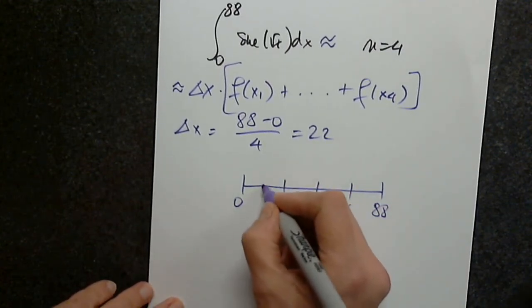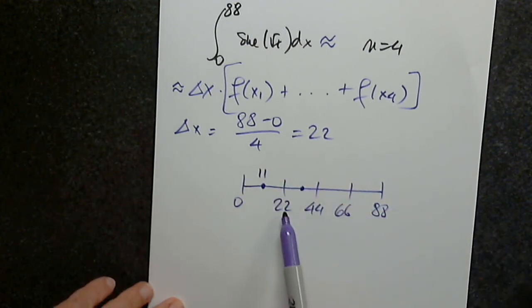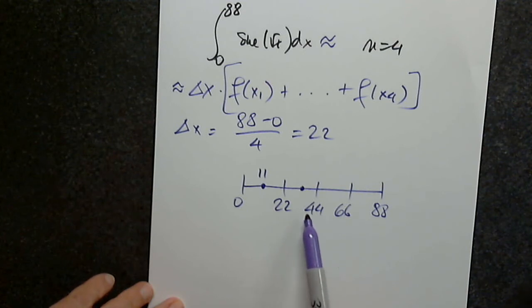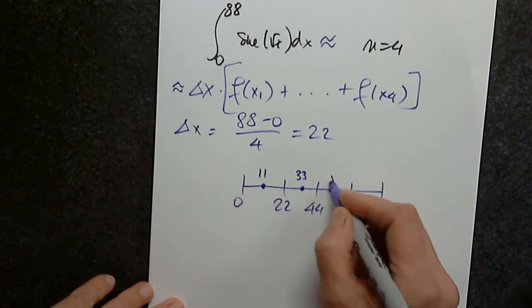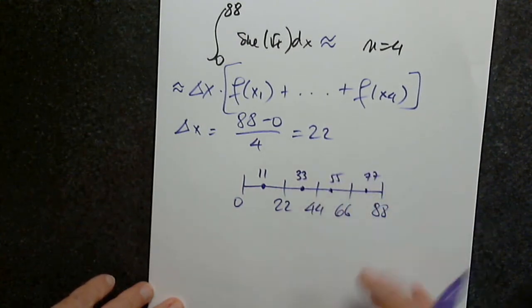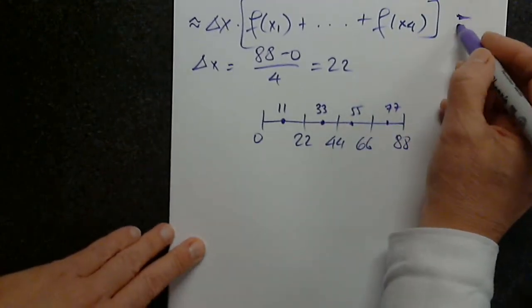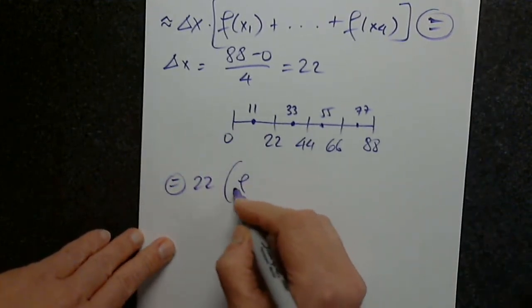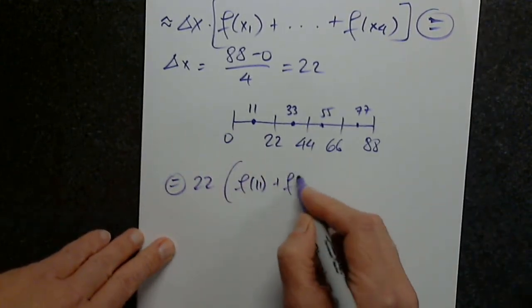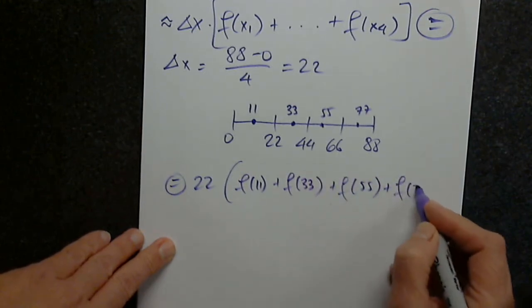So the midpoint right here at 11, right here at 22 plus 11, which is 33, and then at 55, and then at 77. So then we have everything we need. So delta x is 22, and I have to find f of 11 plus f of 33 plus f of 55 plus f of 77.